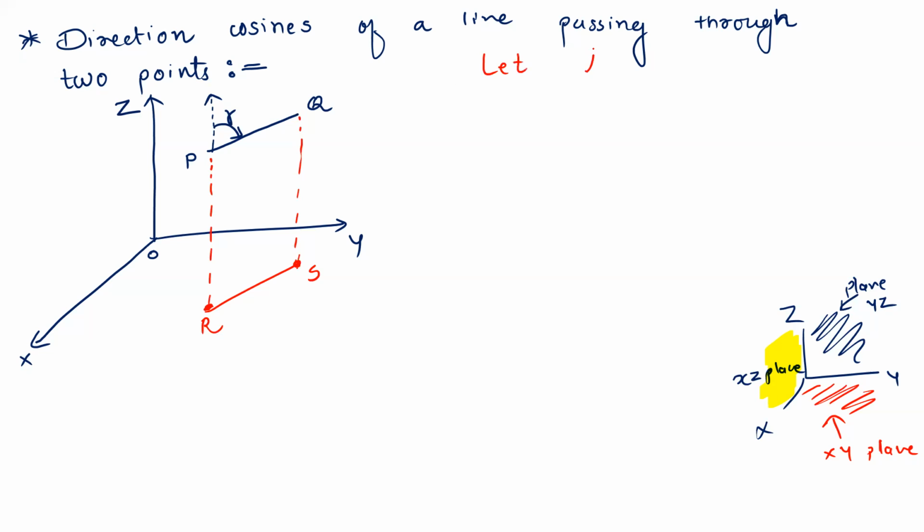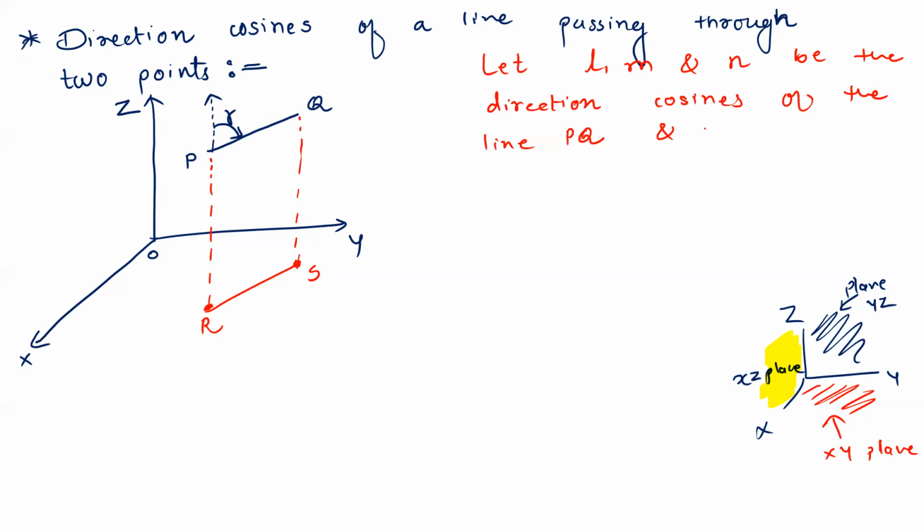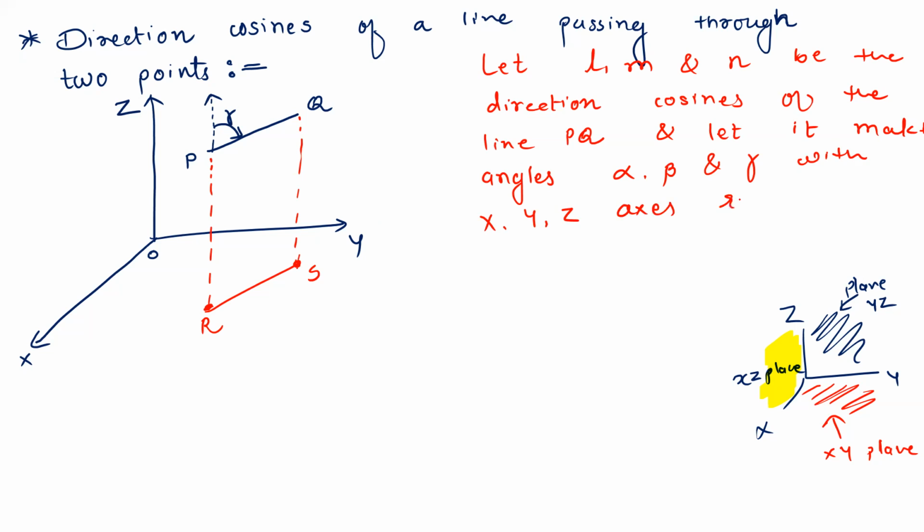Let L, M, and N be the direction cosines of the line PQ, and let it make angles alpha, beta, and gamma with the x, y, and z axis respectively.